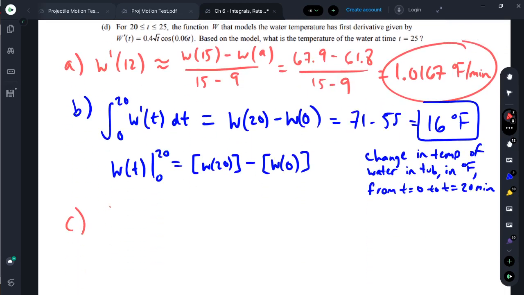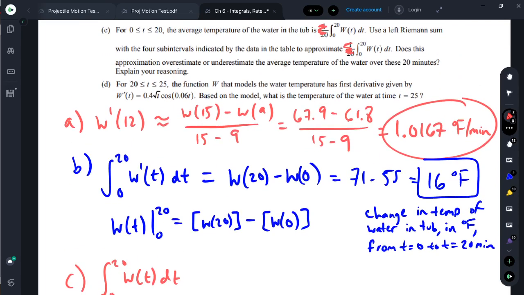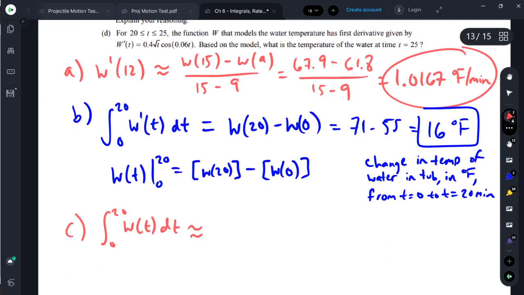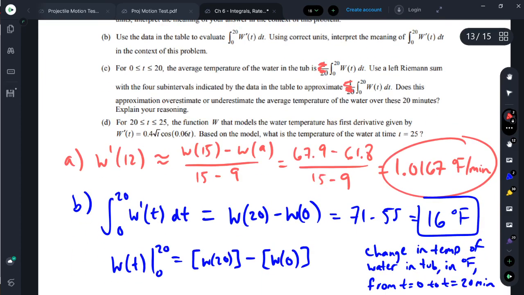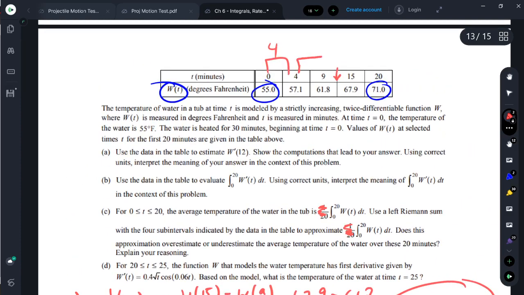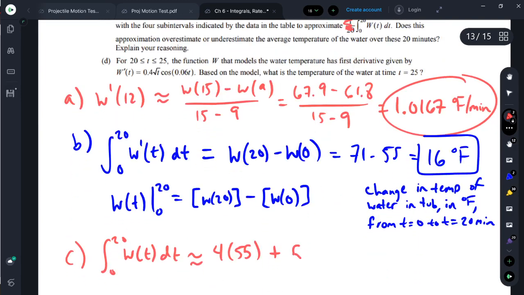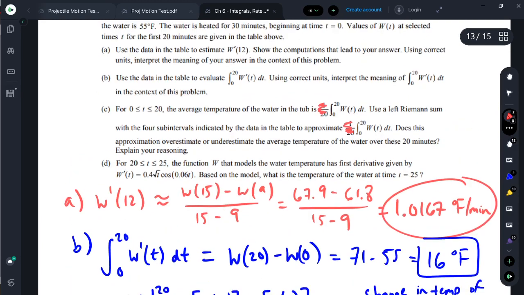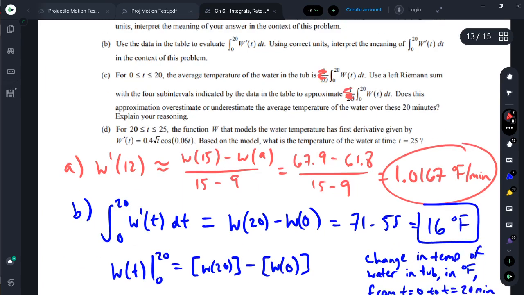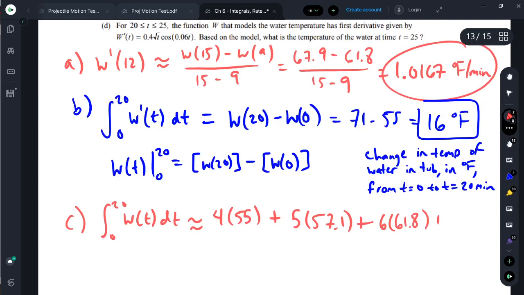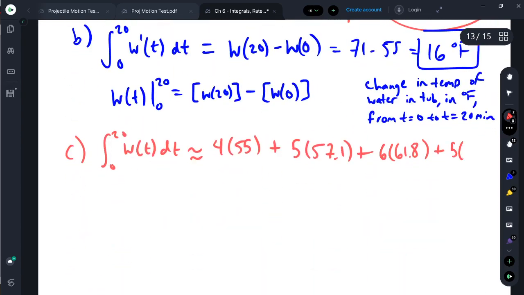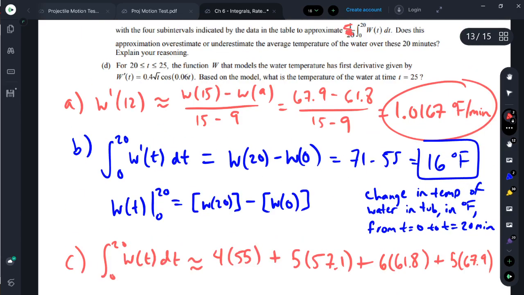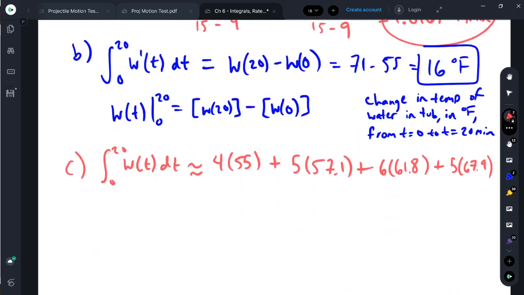So we want to use the integral from 0 to 20 of W of t dt, and they want us to use a left Riemann sum. So we're going to say this is approximately equal to 4 times 55 plus 5 times 57.1 plus 6 times 61.8 plus 5 times 67.9. Right. And then we will type that all into our calculator.